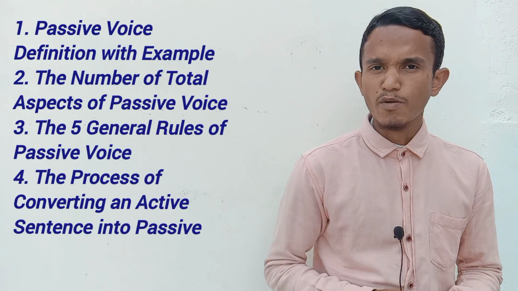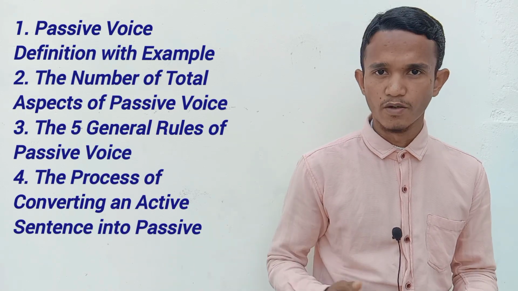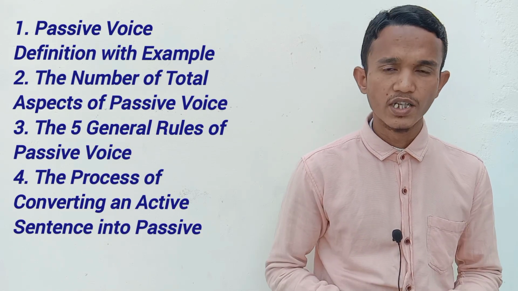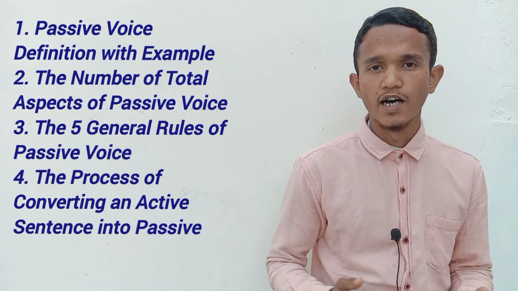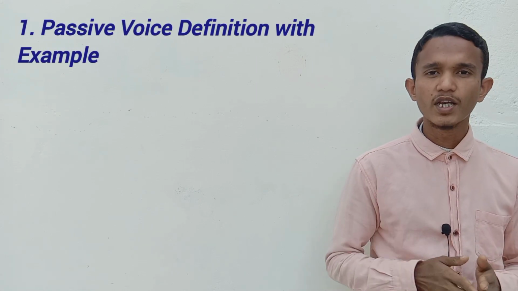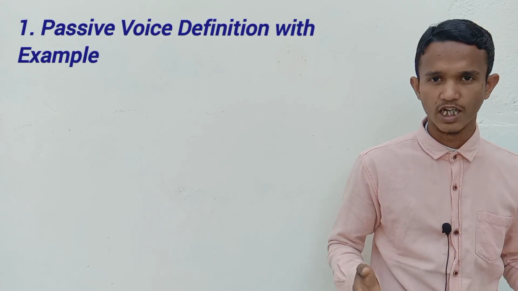Number two, the number of total aspects of passive voice. Number three, the general rules of passive voice. And number four, the process of converting an active sentence into passive voice. Now let us look at these four essential things one by one. Number one, passive voice tense definition with example.